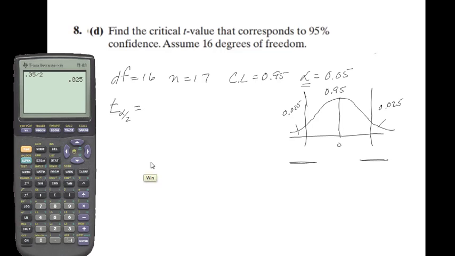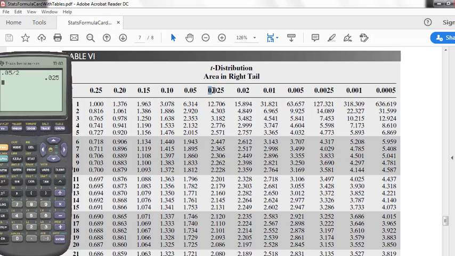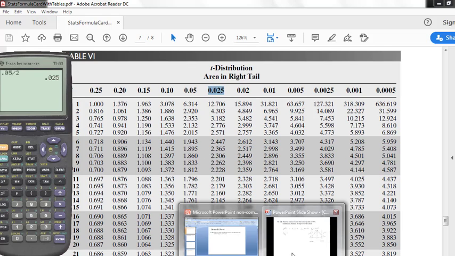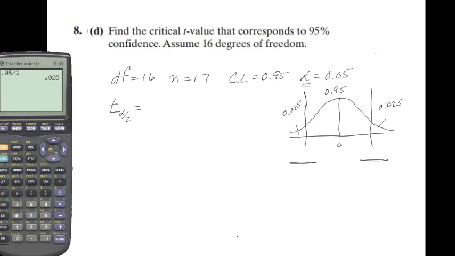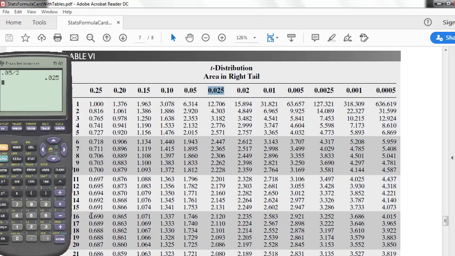So I'm going to go to the table, find this guy. Now I want 0.025, so that's this one here. And I forgot how many degrees of freedom already. 16. All right, so go back over here. So 16 degrees of freedom is right here, and so I'm going to get it right there. So 0.025 with 16 degrees of freedom is 2.120.